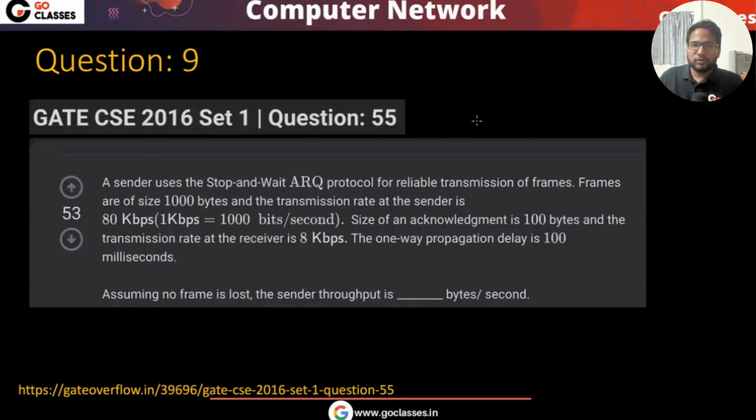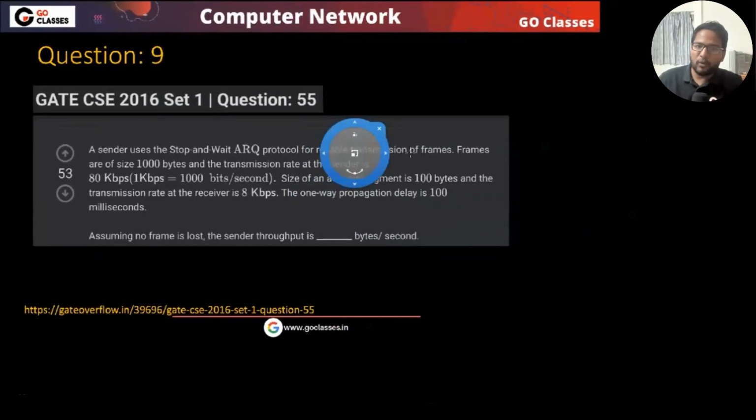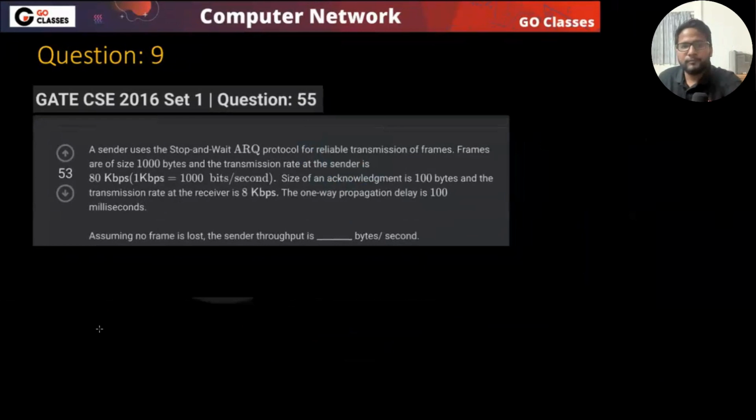So now let's solve this question, which is question number 9. Now, this question has been asked in GATE 2016, and I want you to solve this question. Let me just read out the question for you, but I want this question to be done by you completely without any help from my side. Are you ready? This is a good question, but you should be ready, right?